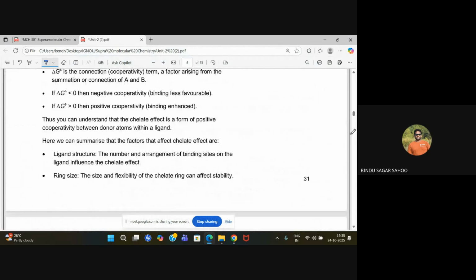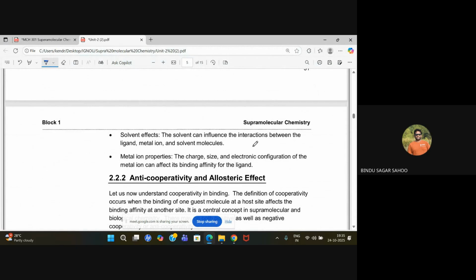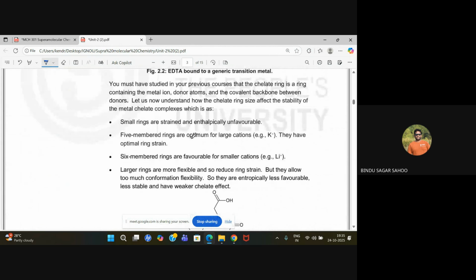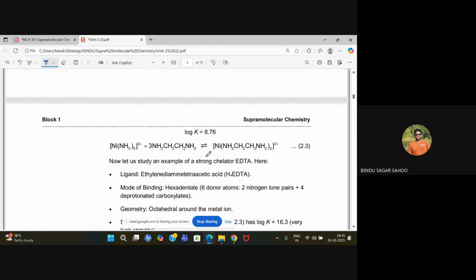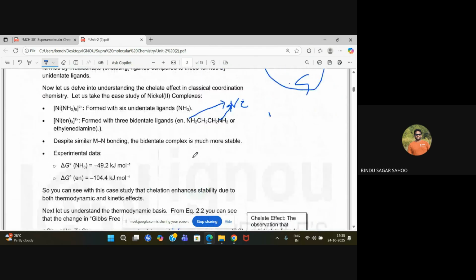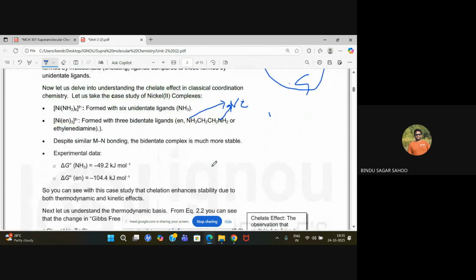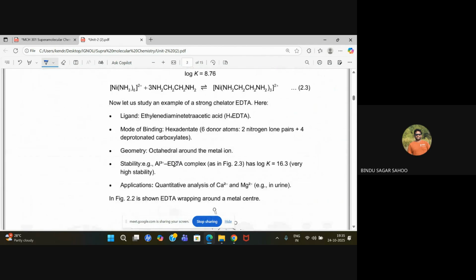So they can ask questions also. Give me a brief discussion about the cooperative effect. Give me a brief discussion about the anti-cooperative effect. After them, the cooperative effect is much more important. They can ask a long question also: what is the cooperative effect, and mention all the thermodynamic parameters that affect the cooperative effect. You can mention the Gibbs free energy, entropy factor, chelation process, all these things.